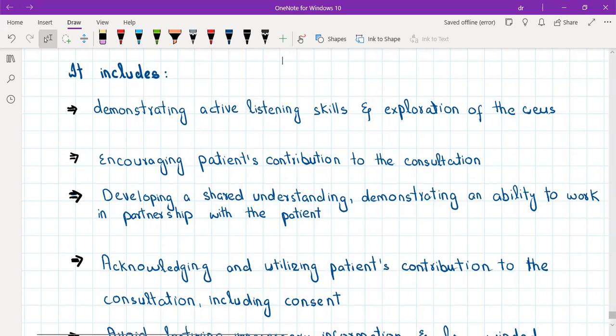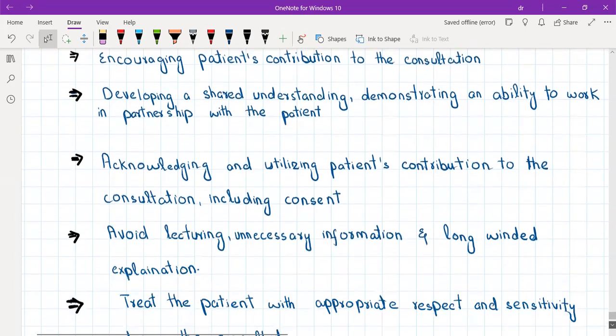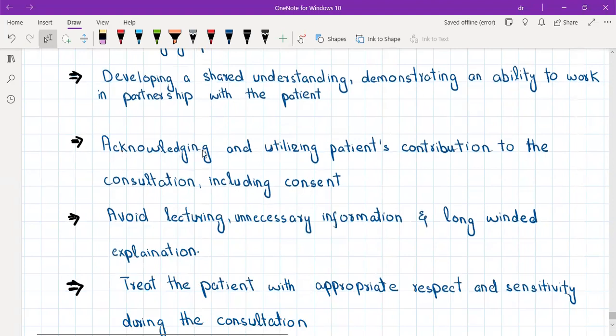Okay, acknowledging and utilizing the patient's contribution to the consultation, including consent. So basically, you also need to listen to the patient's contribution to the consultation, the patient's health belief, and the patient's agenda. Okay. So, for example, if a patient tells you, doctor, I don't want to take antidepressant medication, you can tell them, Mr. Smith, I appreciate that you don't want to take antidepressant medication. Can you please tell me why?